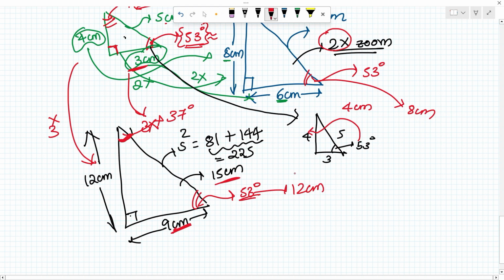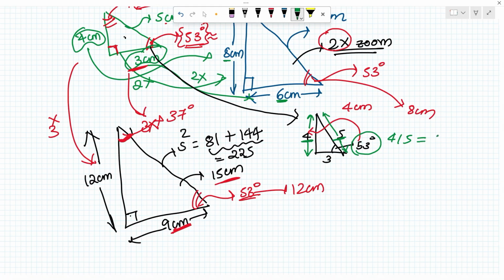However, what is special is that if I were to take the length opposite to 53 degrees in this triangle, that is 4 centimeters, and divide it by 5 centimeters, the hypotenuse, so if I take the side opposite to 53 degrees and divide it by the hypotenuse, that is 4 by 5, which is nothing but 0.8.